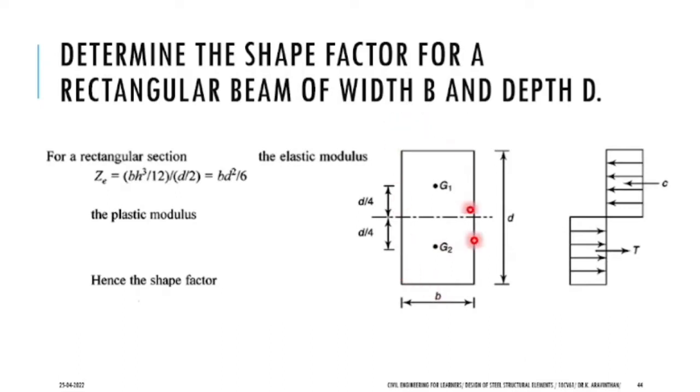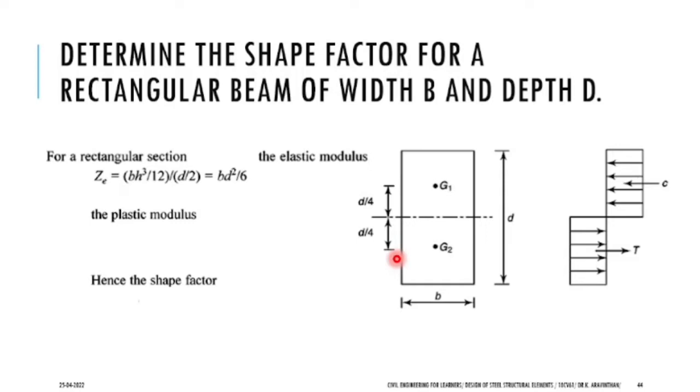First draw the rectangular shape and cut it into two halves. How can you cut it? If you have the total depth D, where can you cut exactly? At D by 2. If you cut exactly at D by 2, you will get two shapes. How to find the centroid of the first shape? If this is D by 2, then it will be located at half of D by 2. What is half of D by 2? D by 4. So you will get y1 bar and y2 bar, both the answers. Now you can find Zp.